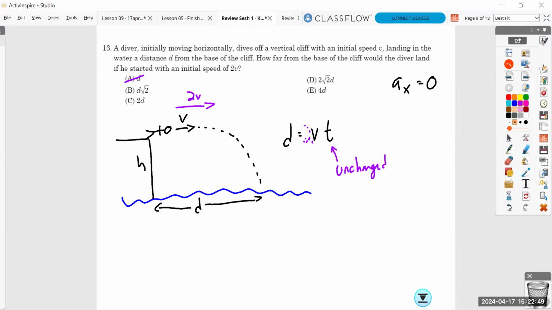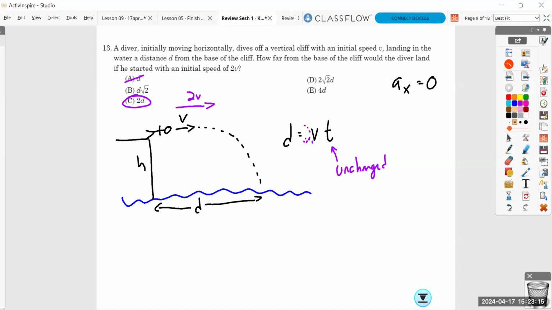Where's the water? It's down, right? It's in the Y direction. The Y motion of the diver is totally unchanged. Initial Y velocity is the same, height's the same, gravity is the same. Everything in the Y direction is the same. So the time it takes is unchanged. All we've done is doubled the speed, and so what did we do to our distance? We doubled the distance.